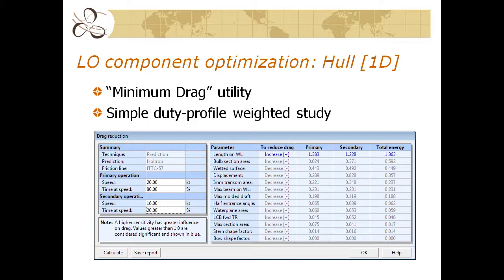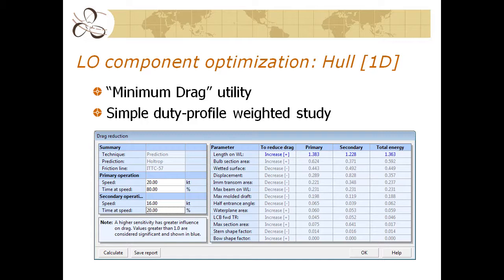Within the framework of lower order tools, we can begin to look at component optimization because, as I said, even within the context of the system, a better component, once the system is satisfied, is going to give you better outcomes. In our NavCad software, we have what we call a minimum drag utility. It's a simple duty profile, effective power, kind of a weighted energy analysis that takes the principal parameters. And instead of telling you this is an optimum, it gives you a measure of if you can move longitudinal center of buoyancy forward, drag is going to be reduced. If you can put a bulb on this, drag will be reduced. If you can put more transom immersion in this, drag will be reduced.